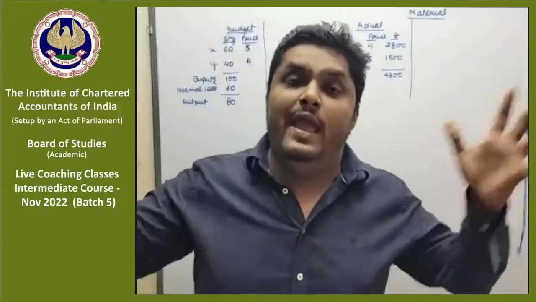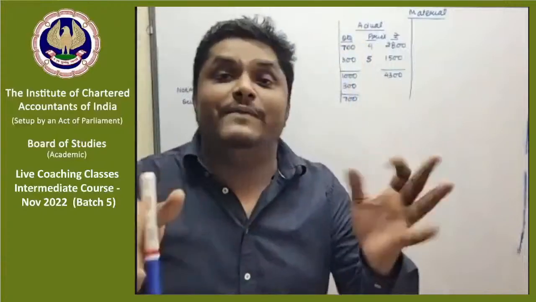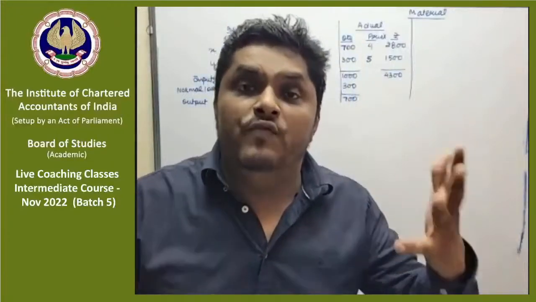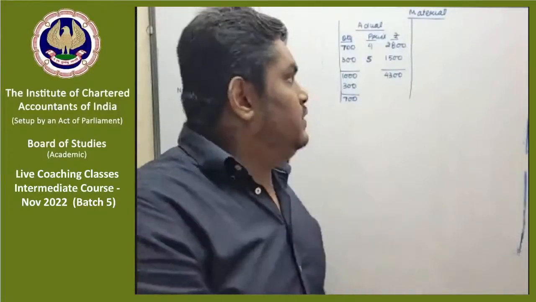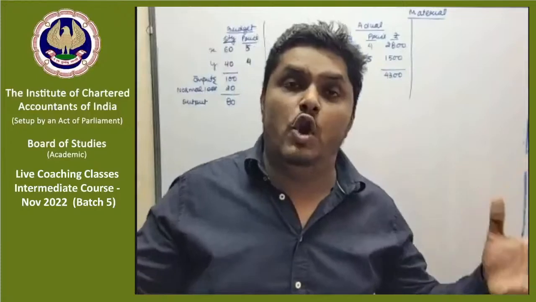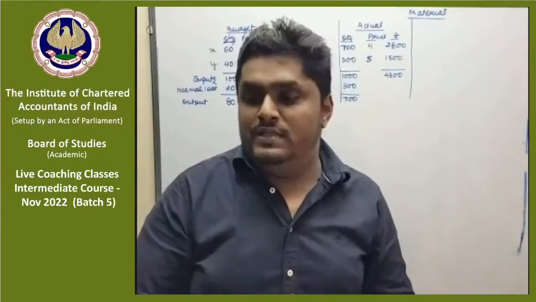Can we say X should have been used 60 kgs and we used 700 kgs? Similarly, we were supposed to use 40 kgs of Y, but we actually used 300 kgs. That means there is a loss of 260 kgs. Can we say like that? I'm waiting for your answers.